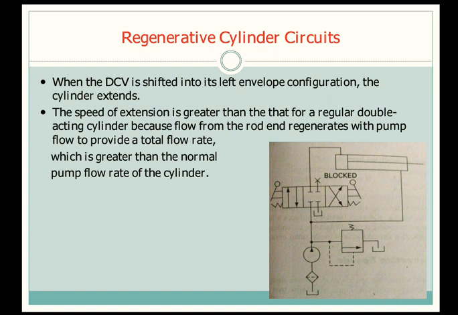When the left envelope configuration is in use, you can see that the pump pressure line is connected to both sides of the cylinder. During this condition the cylinder will extend, and the fluid present in the rod end will rejoin the fluid which is moving towards the piston end, and the speed of extension of the piston will be more than that of the normal double acting cylinder. So this is how the regenerative cylinder circuit is achieved.